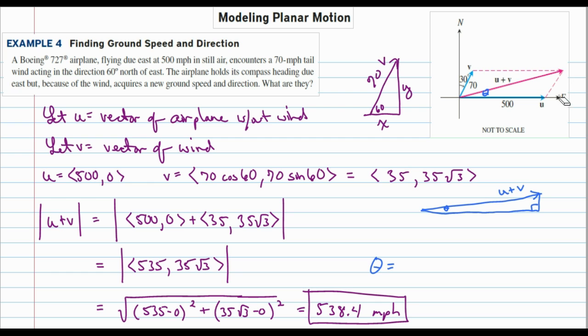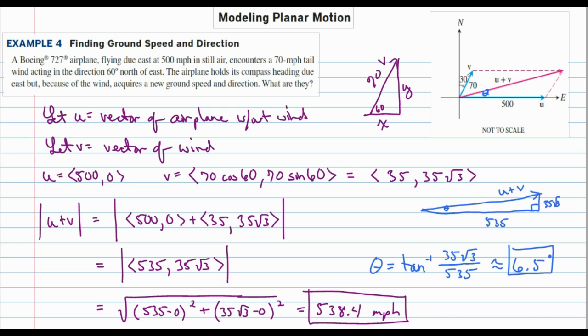Drawing a perpendicular down to the x-axis, I have that my x-coordinate is 535, my y-coordinate is 35 square root 3, and I got that from the u plus v vector, so the x-coordinate and the y-coordinate, or a and b. So now, if I want to find theta, I'm just looking at the inverse tangent of the opposite over adjacent, 35 square root 3 over 535, which is 6.5 degrees.